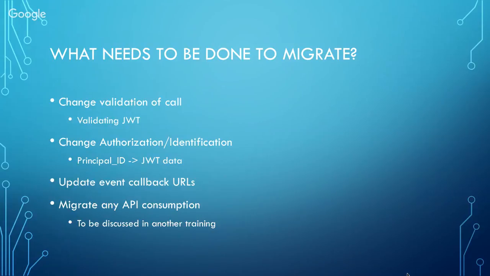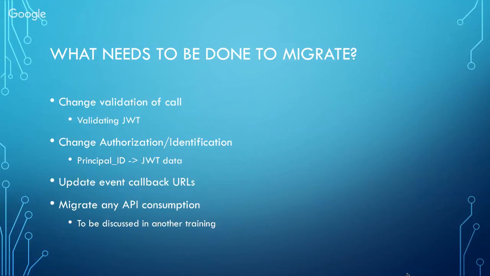But we don't want that to be a long-term solution. When we do that, we do want an eventual move to the JWAT, as we will be phasing out those headers eventually. Questions about what needs to be done to migrate producers?